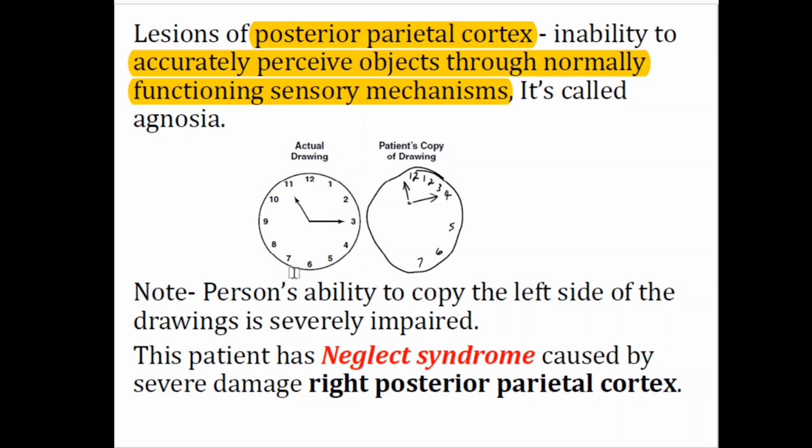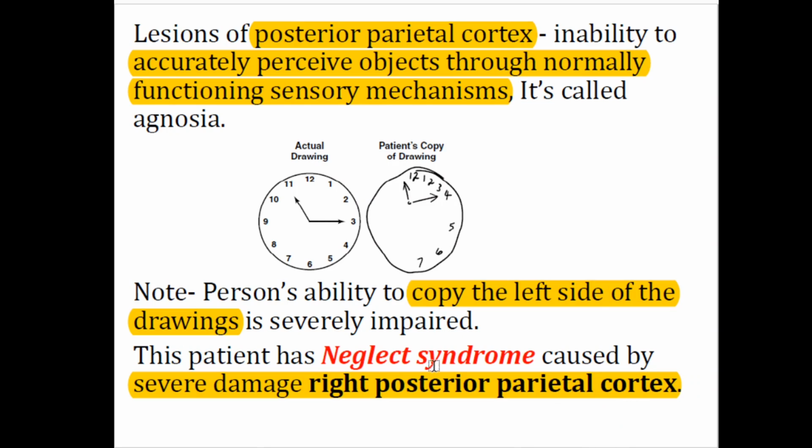Now let's look here. This person has lost the ability to copy the left side of the drawing. The ability to copy the left side of the drawing is severely impaired. This condition is called neglect syndrome. This patient will neglect everything on the left side. There is severe damage to the right posterior parietal cortex. Why? Because if the left side of the drawing is impaired, if there is left side neglect syndrome, the lesion will be on the right side of the brain. So that's why there is right posterior parietal cortex injury, and this condition is called neglect syndrome. Let's move on to the next.